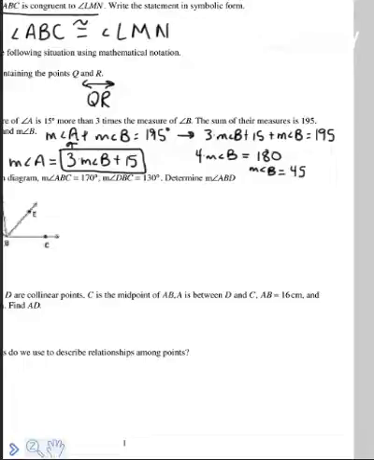And the very first statement we had written here was that the sum of the two angle measures, measure of angle A plus the measure of angle B, is 195. Well, if we know that the measure of angle B is 45, then that means the measure of angle A has to then be 150.